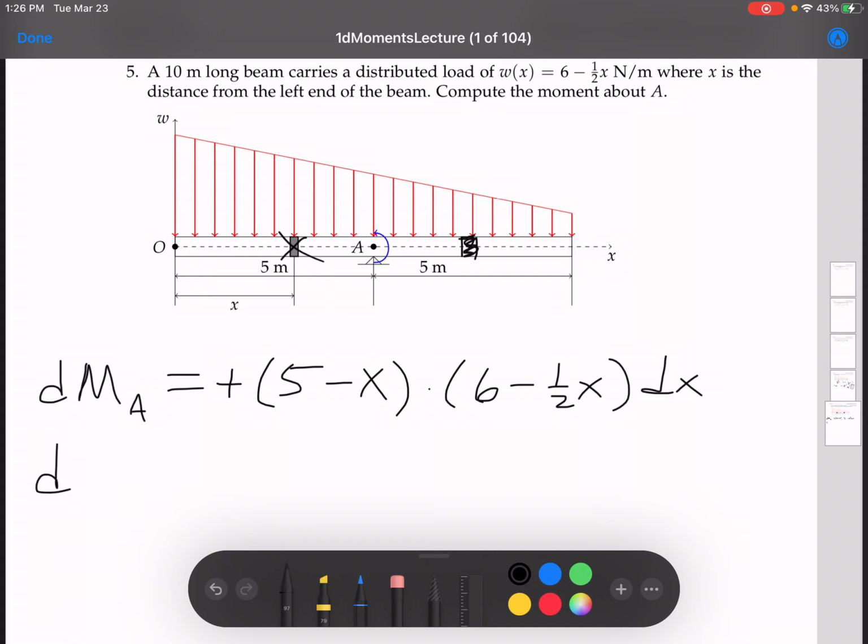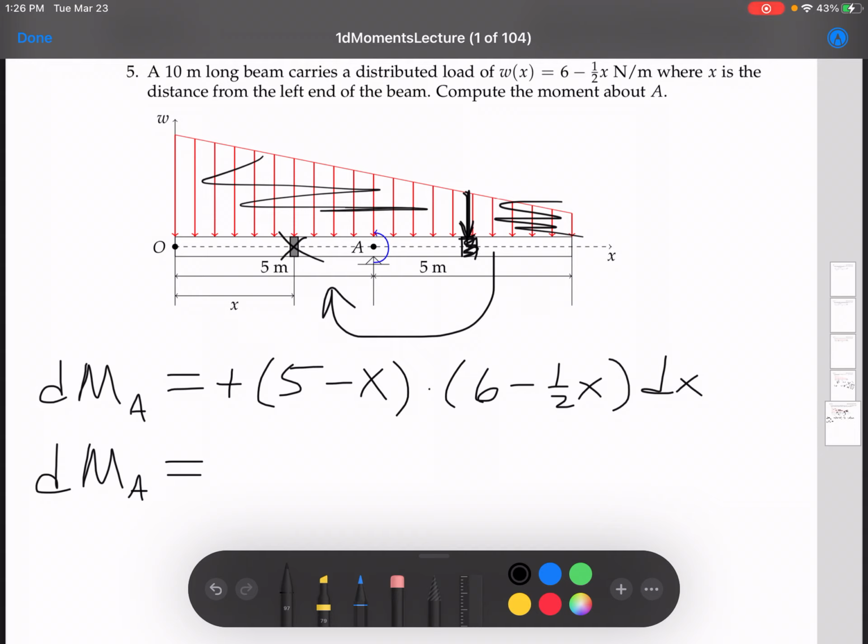Then let's see, dM sub A, so the concentrated force on that small rectangle there. Now think about what happens to the beam if we just have that one force, just this one force right here. None of these forces are here, none of these forces are here. Now the beam will rotate in this direction. Notice that's opposite of our decided direction of positivity, right? So this would be a negative.